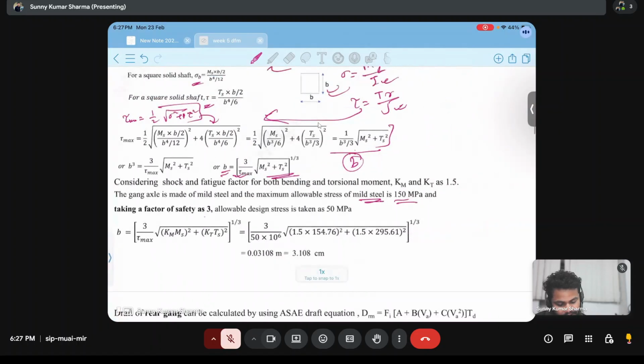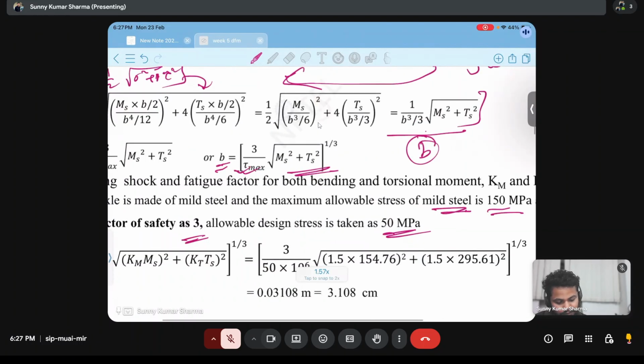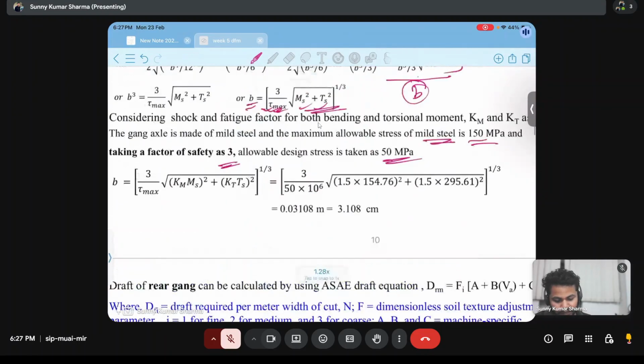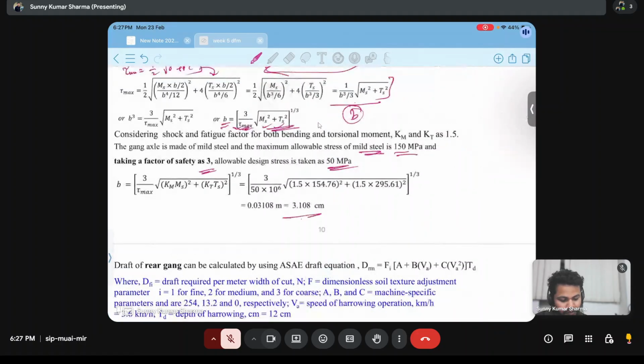We will take here a factor of safety of three. So 3 by 50 we will take, and Ms and Ts we have already calculated in the previous slide. So from here we can see that b will come as 3.108 centimeter. This is the design of the shaft for the front gang.